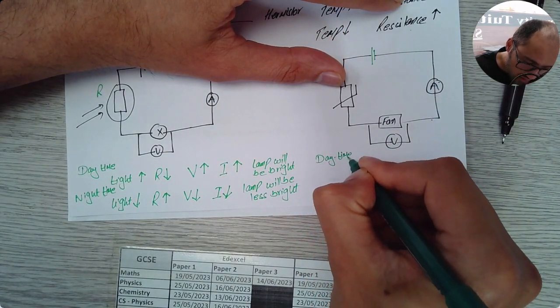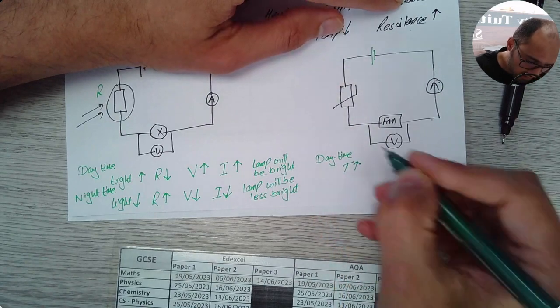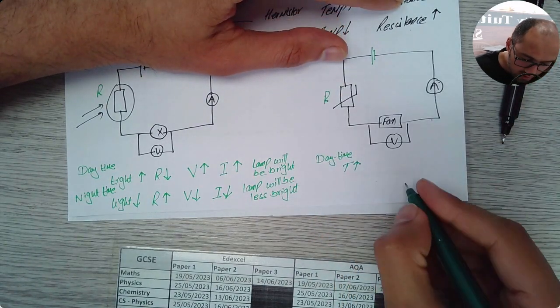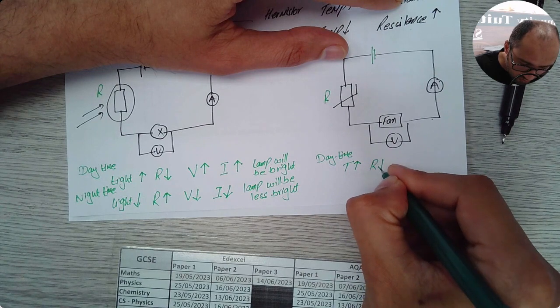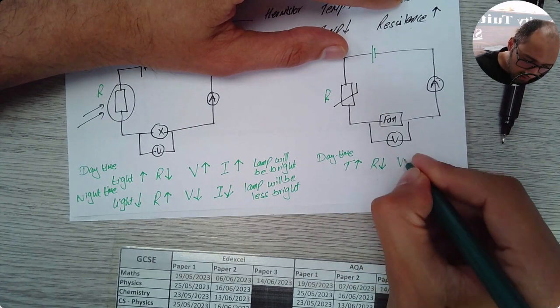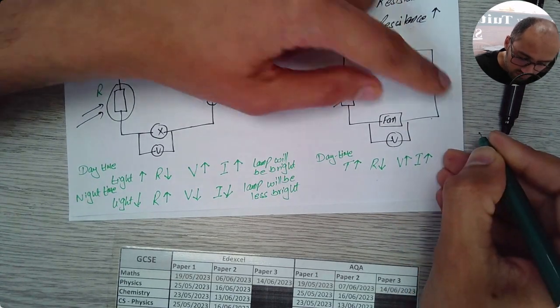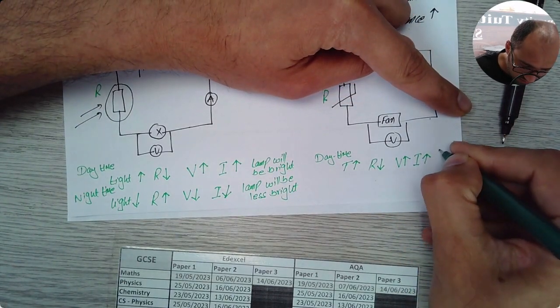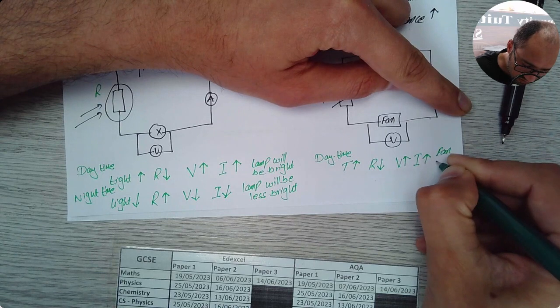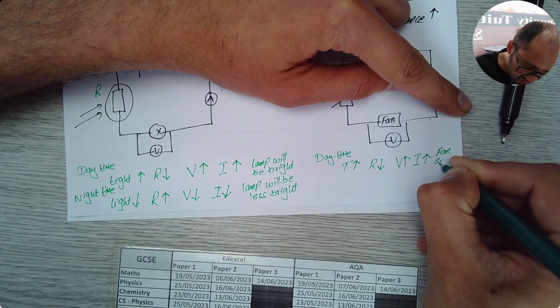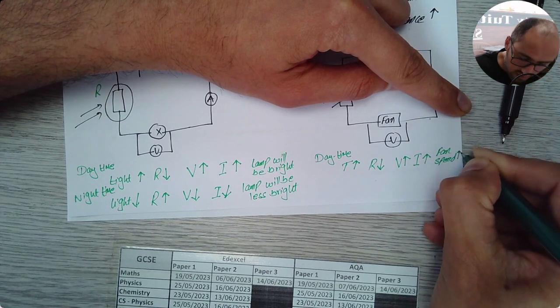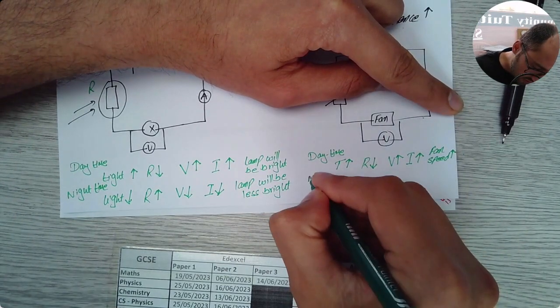What will happen during the day? The temperature will be higher. So if the temperature is higher, the resistance value will be lower. If the resistance is low, then the value of the voltmeter will go up. There will be more current and the fan will work at higher speed, and speed will be greater.